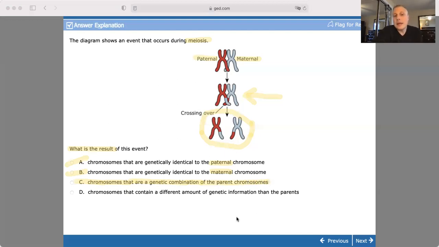And then D says chromosomes that contain a different amount of genetic information than the parents. This is if you had the red and the gray, and then the children had, let's say, blue and yellow, green and brown. Totally different genetics. That's what it says here. Different amount of genetic information, so different types of genetics, which common sense will tell you that's not possible anyways.